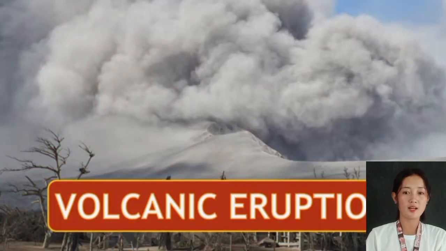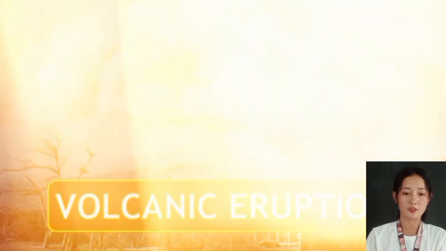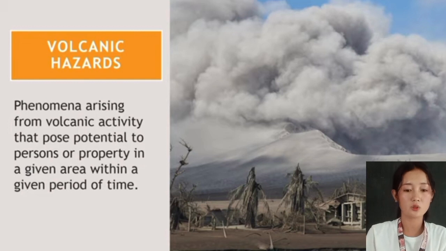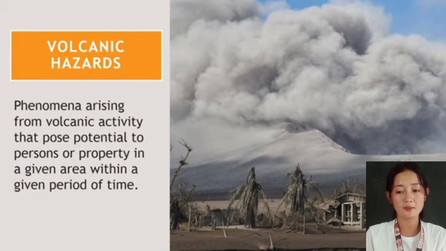Let's move to the next hazard, and that is the volcanic eruption. Volcanic hazard is a phenomenon arising from volcanic activity that poses potential harm to person or property in a given area within a given period of time. As you can see in the picture, itong picture na to, kuha during the Mount Taal eruption, kitang-kita niya totally yung mga community na malapit doon sa mismong volcano, as in talaga, lahat ng property nasira noong volcanic eruption.